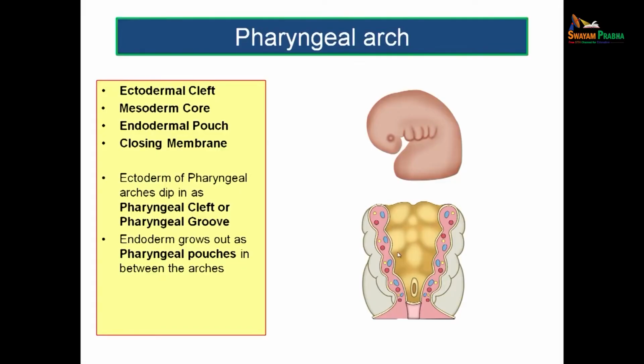Now you can see that the ectodermal cleft is otherwise known as the pharyngeal cleft or pharyngeal groove. Similarly, the endodermal pouch on the inner aspect is known as the pharyngeal pouch. So these clefts and pouches are actually seen between the arches. So this is the ectodermal cleft, this is the mesodermal core, this is the endodermal pouch, and you have the closing membrane between the ectodermal cleft and the endodermal pouch.